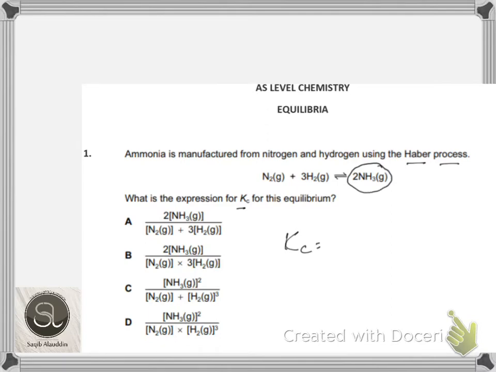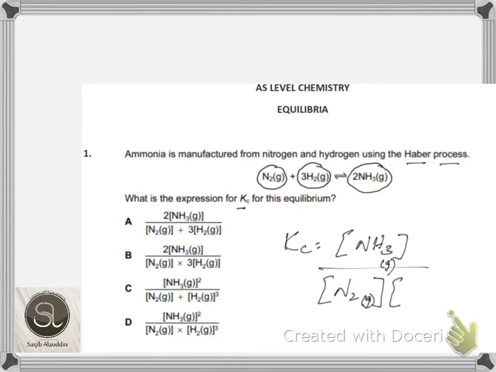upon the concentration of the reactants, but be careful that there should be no solid in your expression, because solids are not included in the expression of Kc. So concentration of product upon concentration of the reactant, the states are gas for ammonia, gas for nitrogen, gas for hydrogen, and do remember to raise to the power of the coefficients.